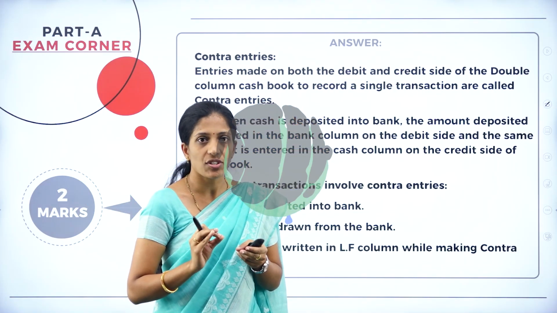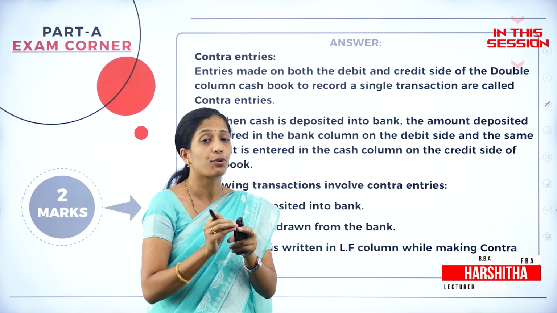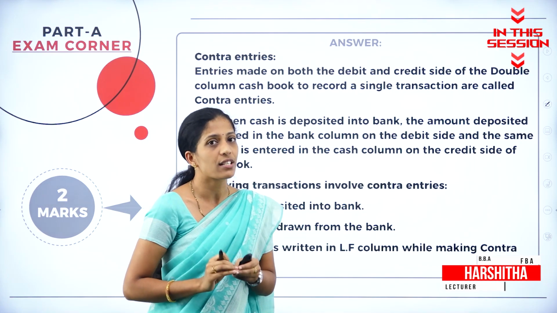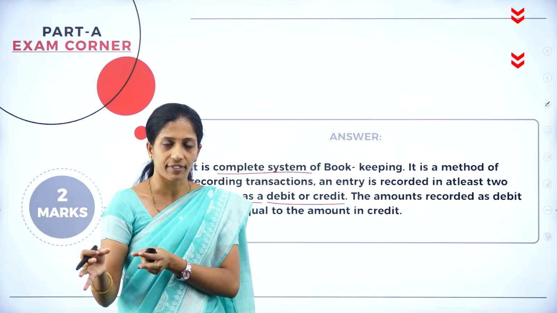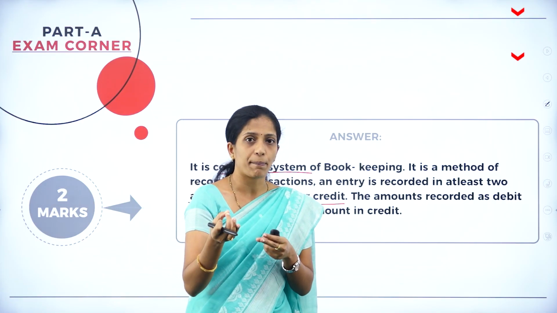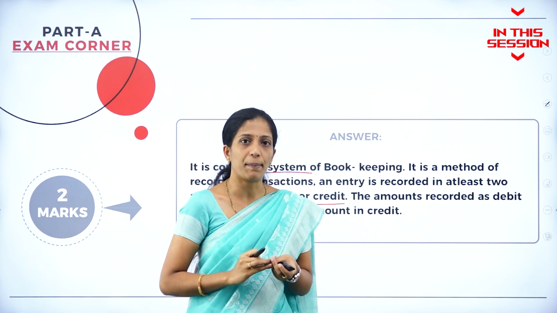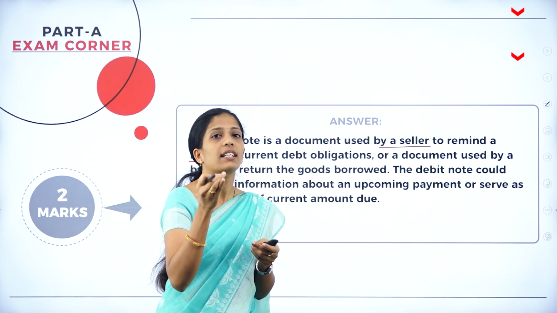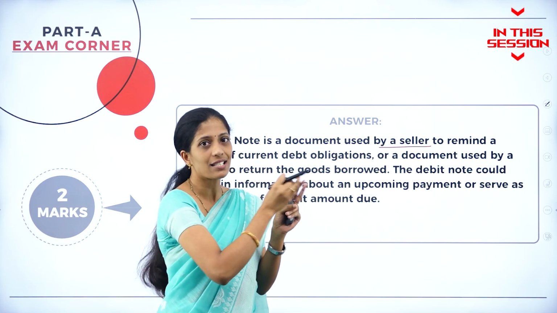In one particular journal entry, if both cash as well as bank column have come together, or cash account and bank account have come together, so it is called as contra entry. The total of debit is equal to total of credit, or if we record a debit, it should have a corresponding credit. Then it is called as what? Double entry system of bookkeeping. In order to remind the buyer regarding the current debt obligation, so seller is having this debit note.